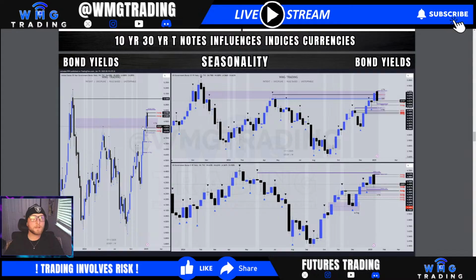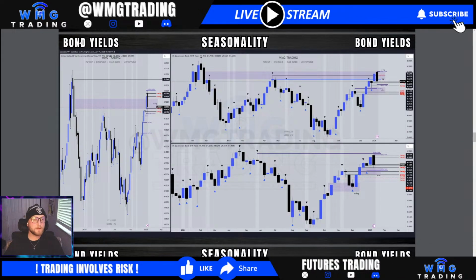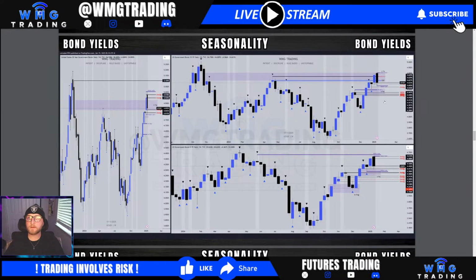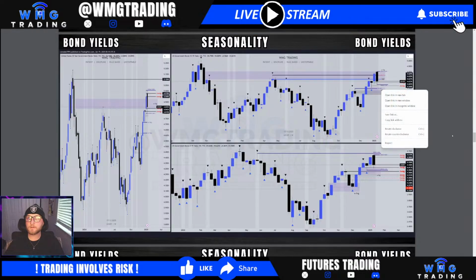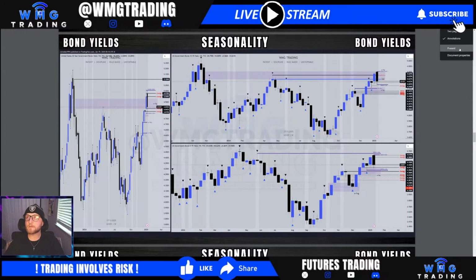Okay. But yeah, so currently we have the bond yields pushing lower, right? Or at least it gave a large move lower, right? It just wicked down. I'm not sure if you guys can see this perfectly clear. Let me see if it's going to let me zoom in.